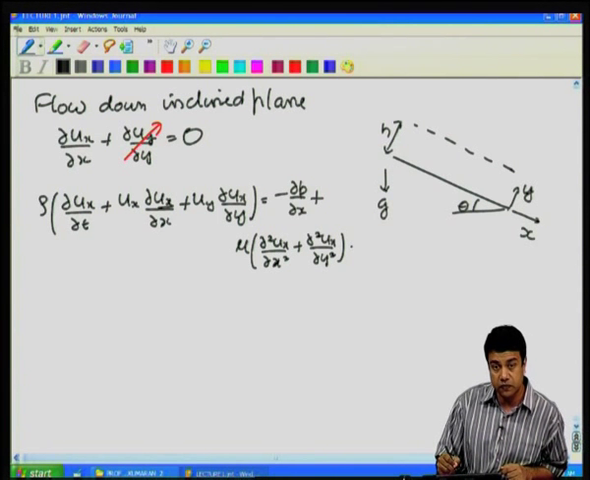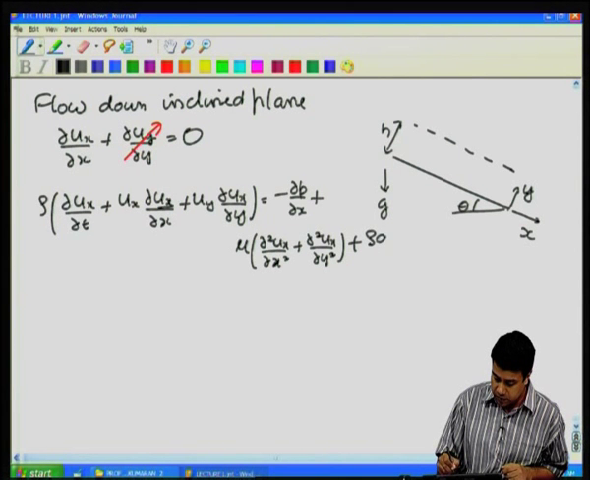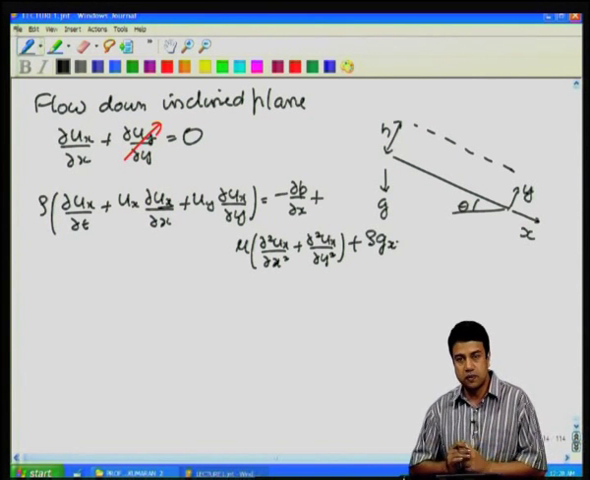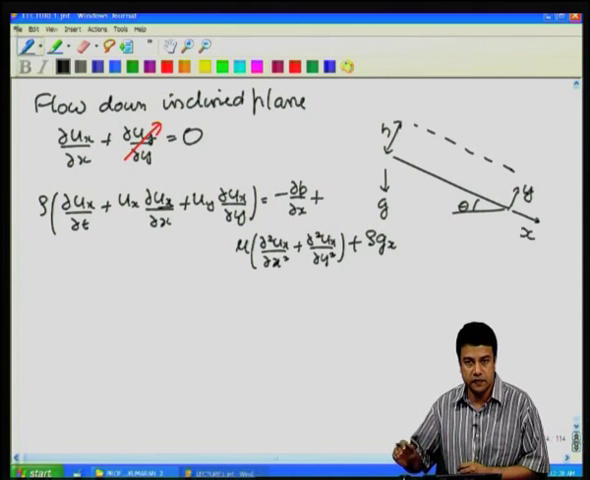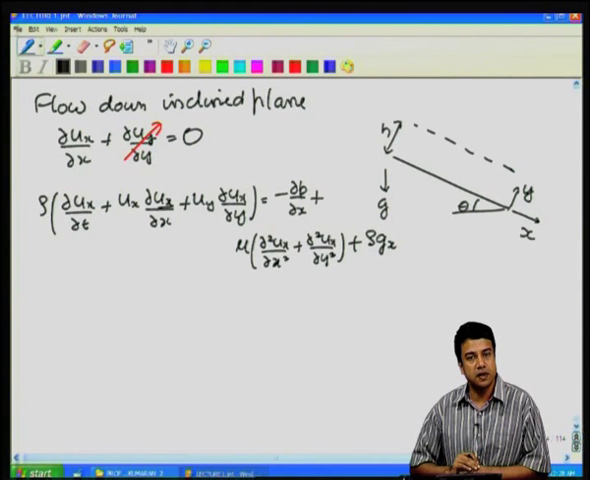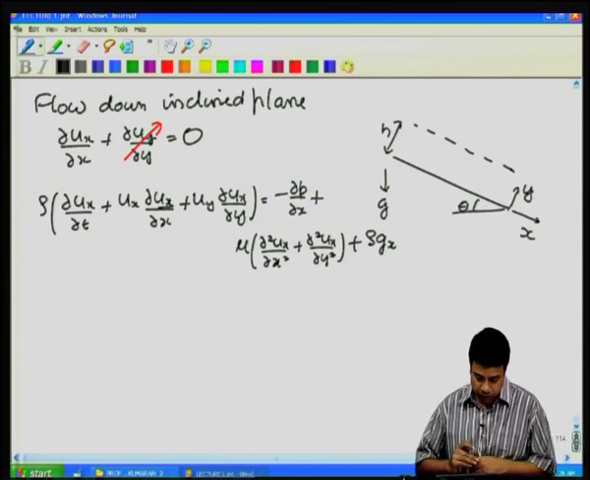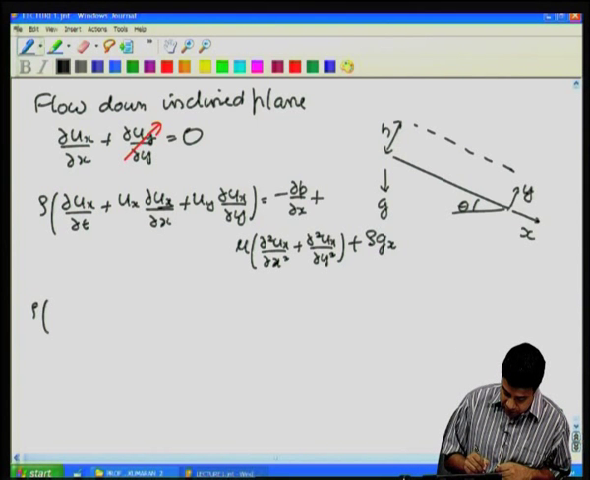then I have a body force here. Body force is proportional to the component of the gravity, acceleration due to gravity, which acts along the x direction. So, g x is equal to g times sin theta, the component of the gravitational acceleration, which is acting along the flow direction. Okay. Then I have the cross stream velocity.